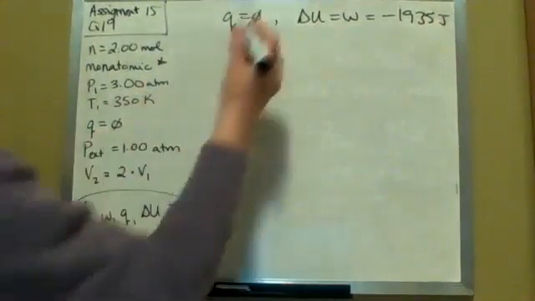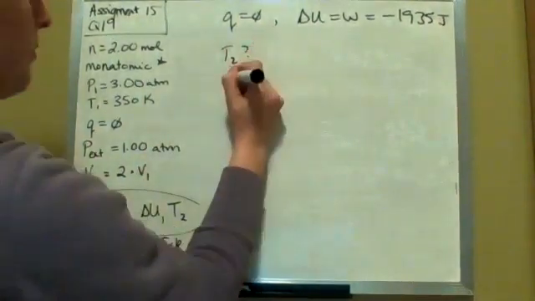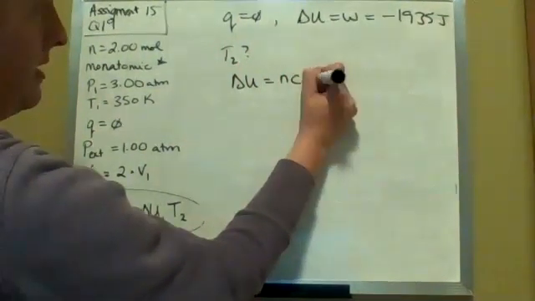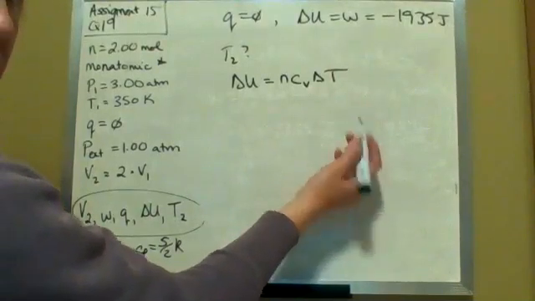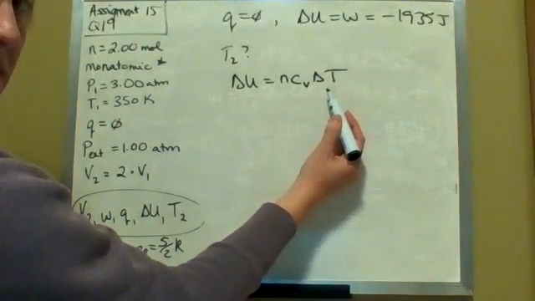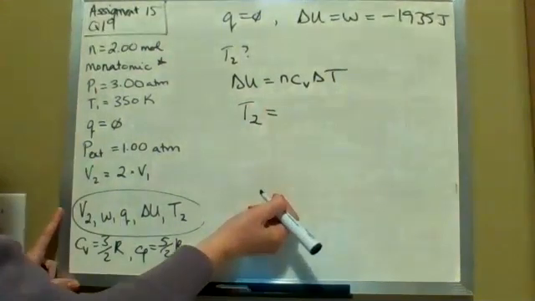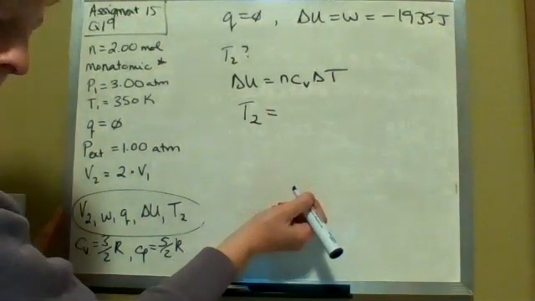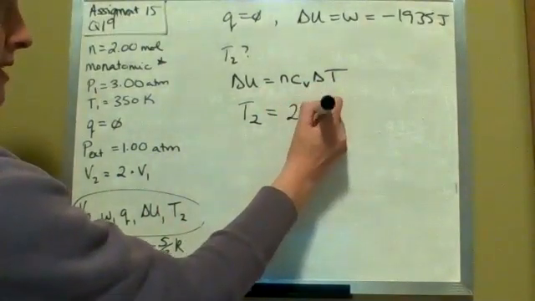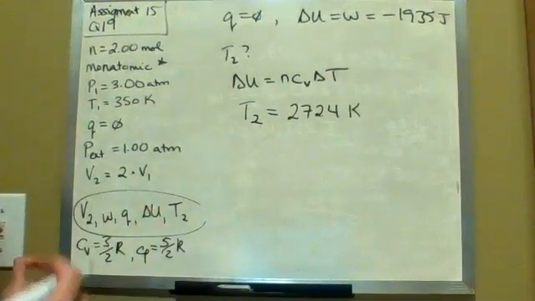Now we're at T2. How are we going to find T2? Well, you know delta U, and you know your equation for delta U for expansion or compression of ideal gases is always N CV delta T. You have CV because you're told it's a monatomic gas, you know how many moles, and you know T1. And now you have delta U. So you can go ahead and solve for T2. And you should end up with an answer in this case here of 272.4 Kelvin.